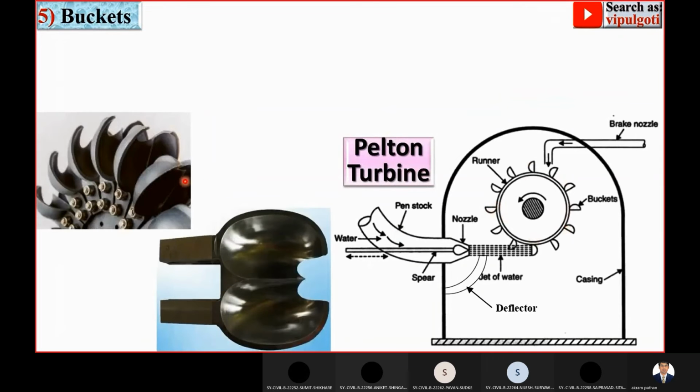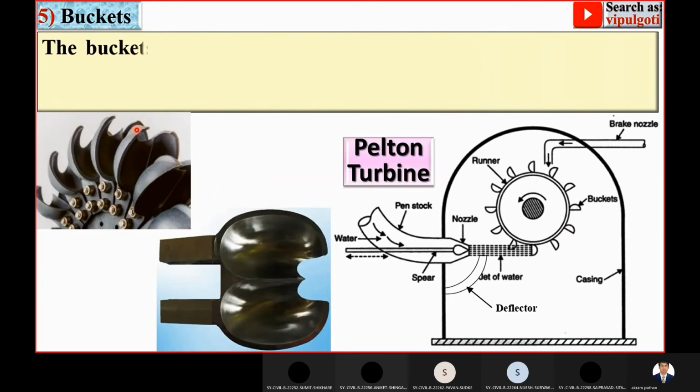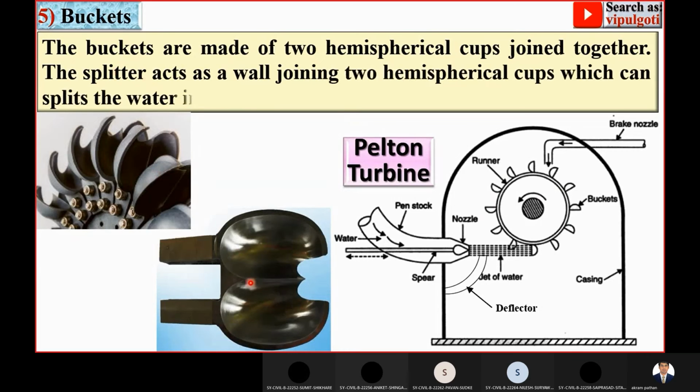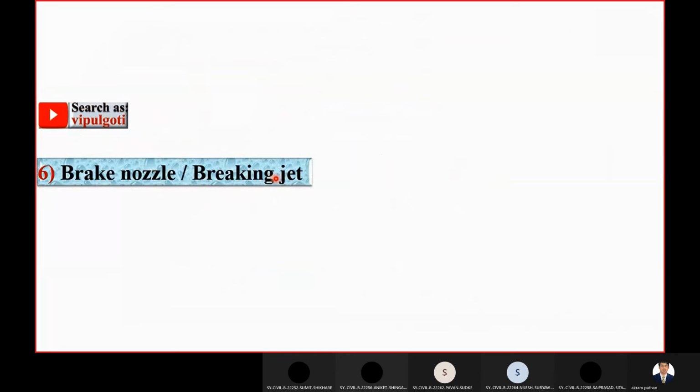Then we have a bucket. Now look again at this particular diagram. The bucket of the Pelton wheel turbine is made up of two hemispherical cups joined together. Okay, and it is divided by a wall. We call it a splitter. Okay, so we have two cups. For example, if you connect your two hands, such a combination will be there.